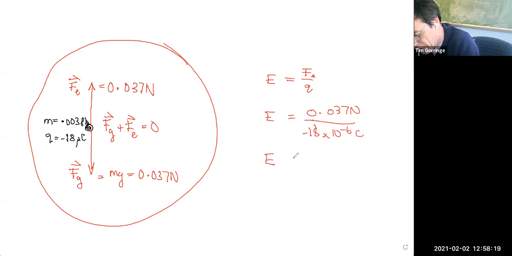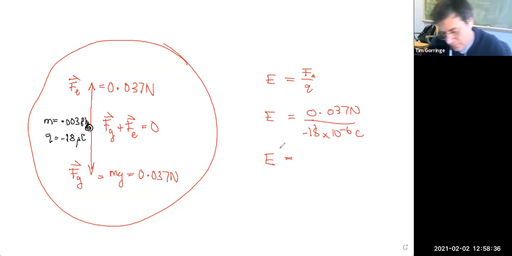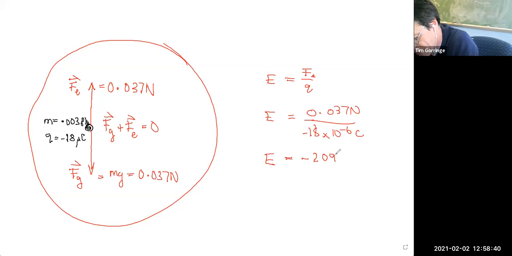And if I divide one by the other, I just got to look this up because I figured this out, but I've forgotten it. What was the answer? This is minus 2,090 newtons per coulomb. So that's the electrical field. That's the strength of the electrical field.